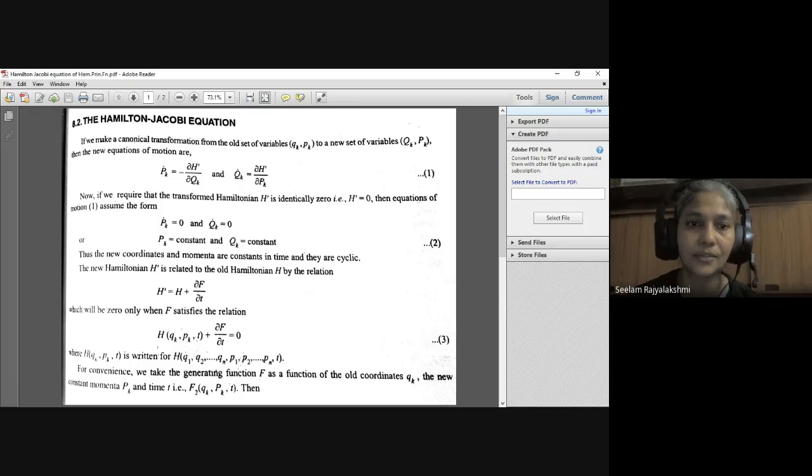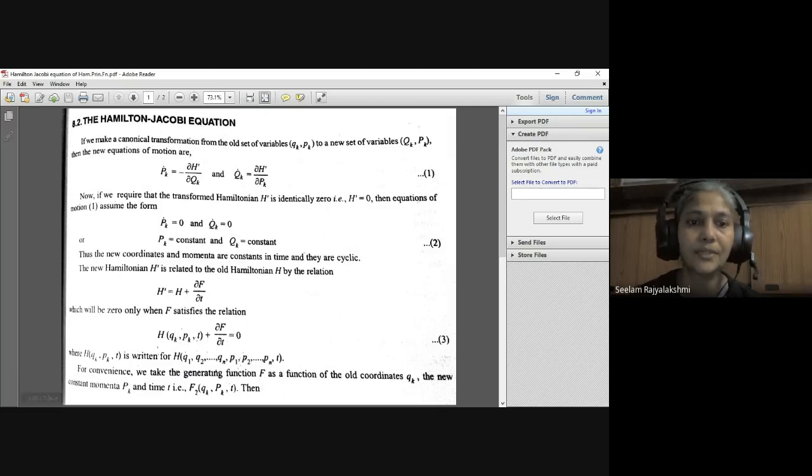h dash is equal to h plus dou f by dou t, which will be 0 only when f satisfies the relation. So h dash equals 0 when f satisfies the relation h of small qk, capital Pk, comma t plus dou f by dou t is equal to 0, where h of qk, comma pk, comma t can be written as h of q1, q2, and so on up to qn, p1, p2, and so on up to pn, comma t.